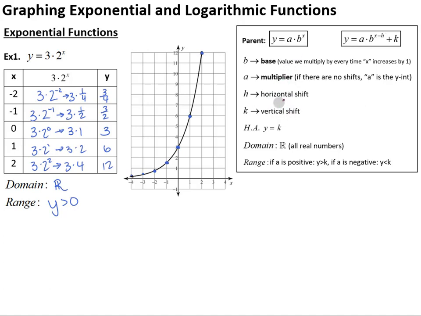Okay, h is the horizontal shift, k is the vertical shift, and the domain is always all real numbers, because our exponent can be any real number, no restrictions. But the range depends on which way the graph goes. If it's going up like this, then y should be greater than k. And if we have a reflection of this graph, it might be y is less than k. So it just depends on which way our graph is opening.